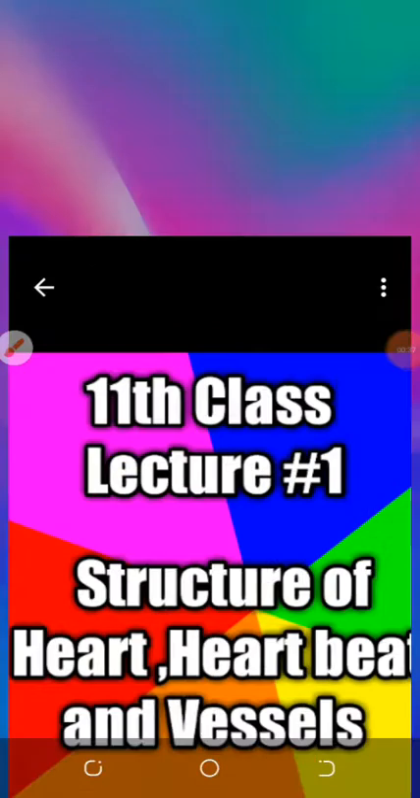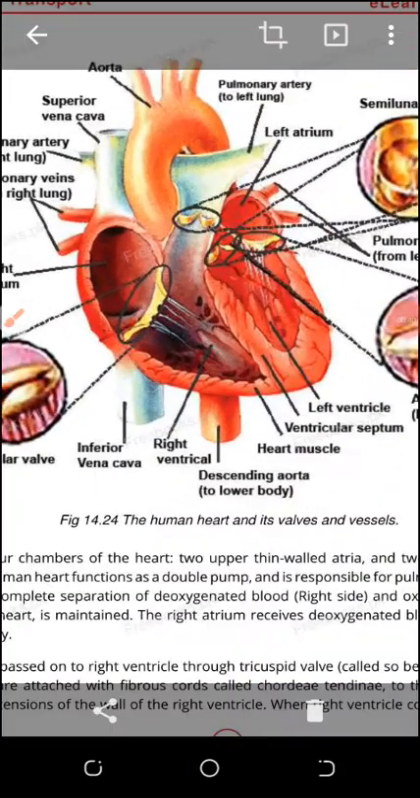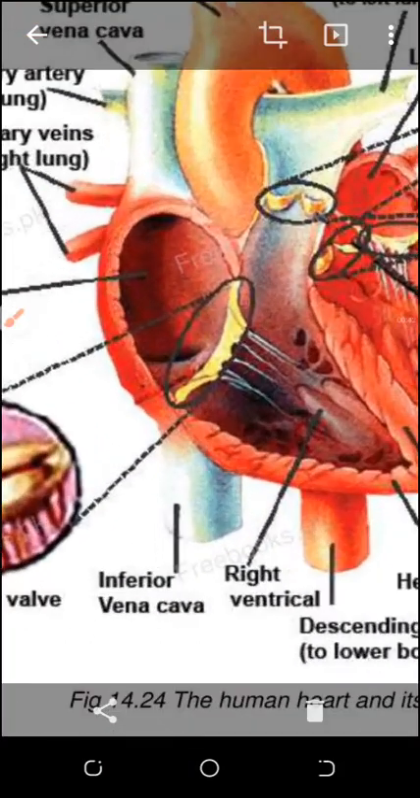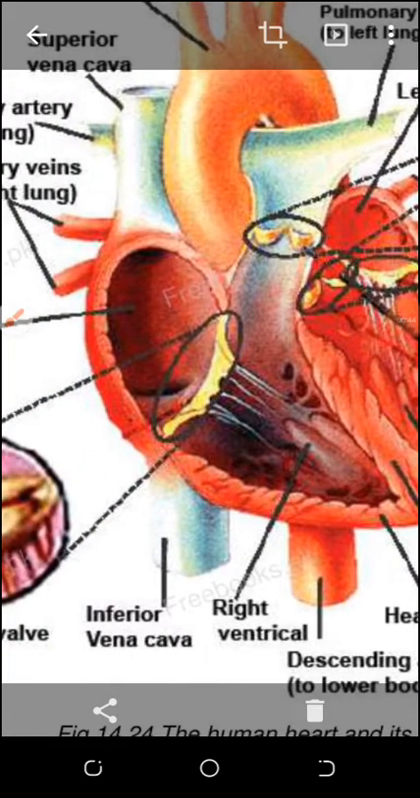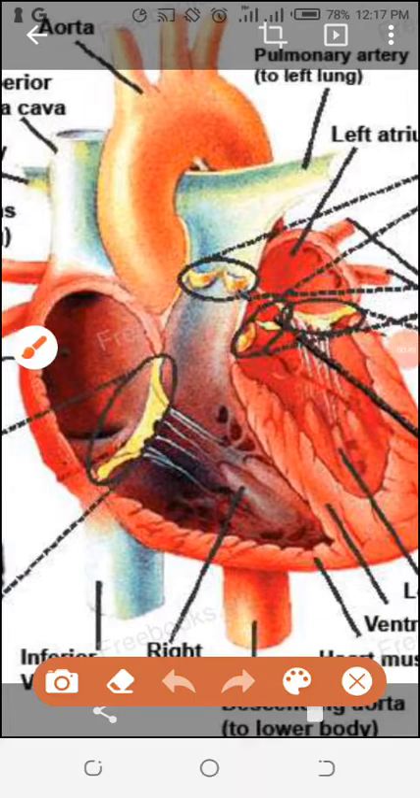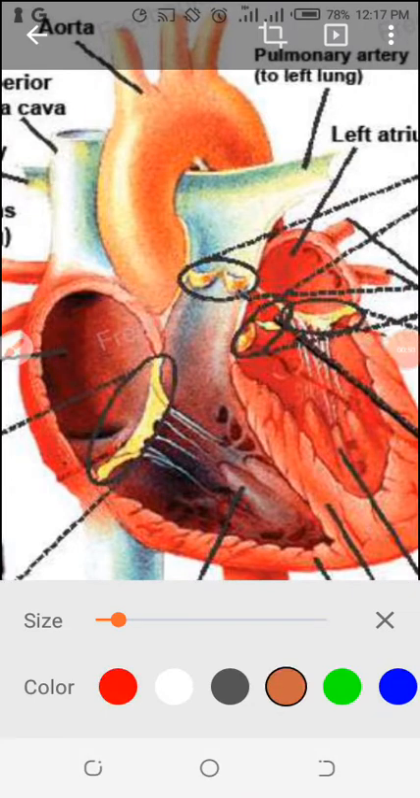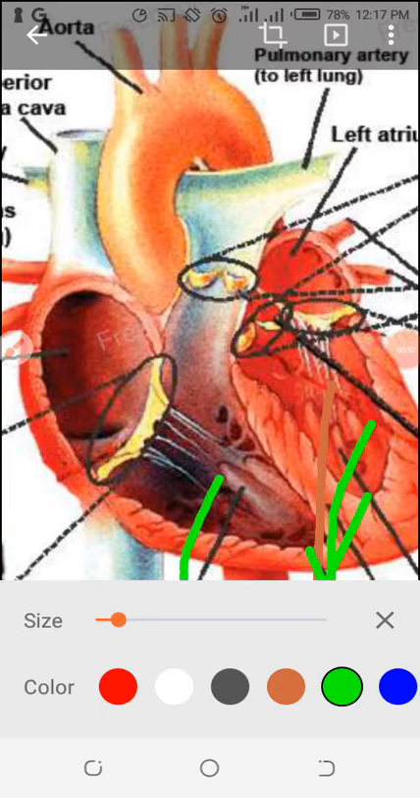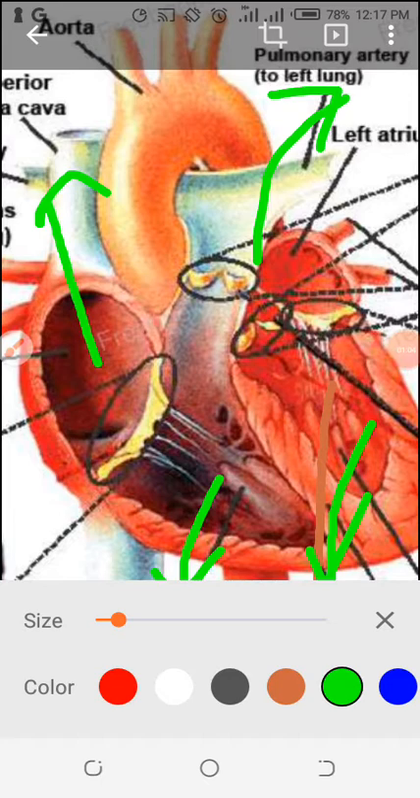I would like to tell you, dear students, we start from the structure of heart. You can see right atrium, left atrium, right ventricle, left ventricle, very important. I can indicate this is the left ventricle color. This is the left ventricle, this is the right ventricle, this is the right atrium, this is the left atrium. We will study the structure of heart first, then heartbeat, and then the blood vessels.